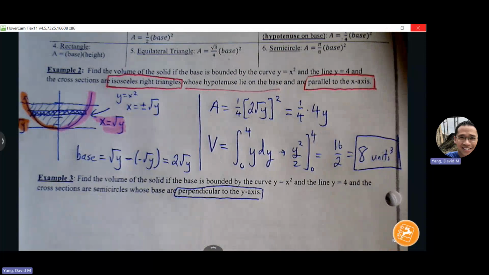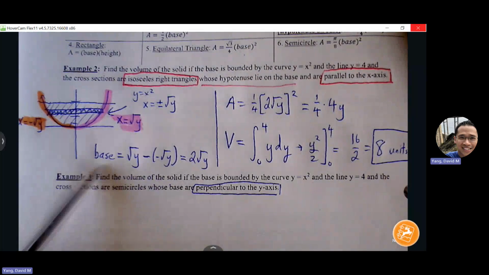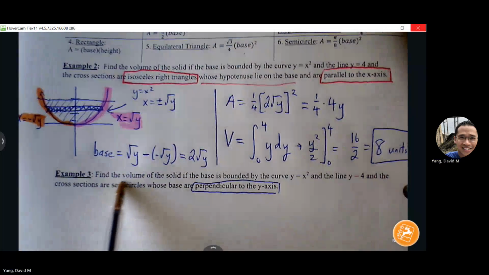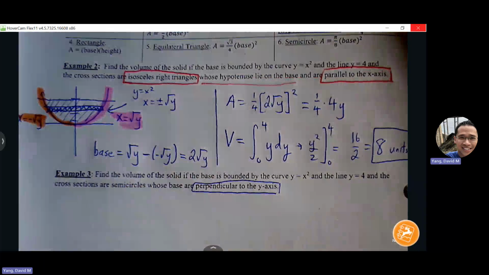All right, I'll try example 3. It should feel very similar. You're actually going to get the same base. It's just a different shape that you're building on top of that shaded region.